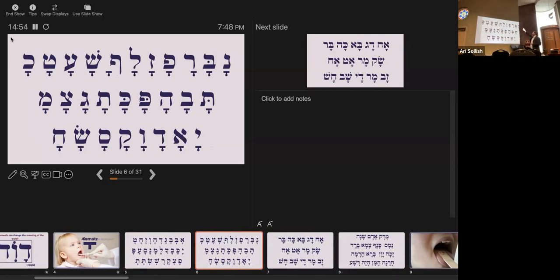First of all, who can tell me what that first letter is? Good. Remember, it looks so much like chaf. The way you differentiate it is it's narrower. So it's the nun because it's narrow. That's how you know it. All right, let's start from the top.